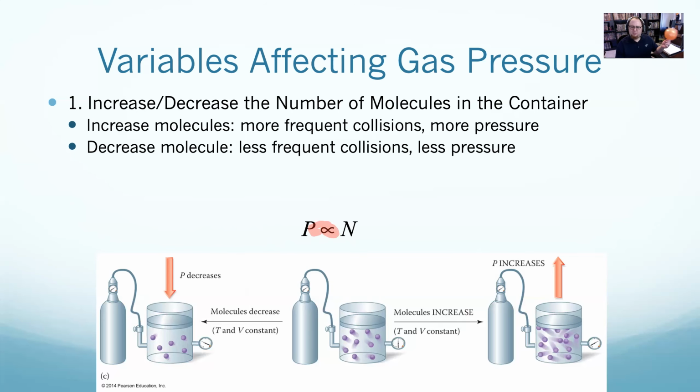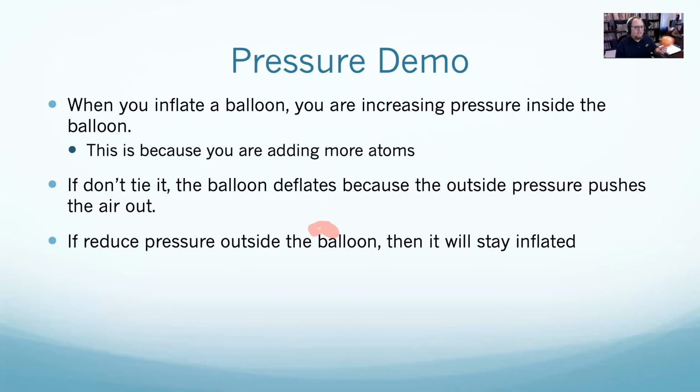Kind of an interesting thing with this. When I inflate this balloon, I'm increasing N. Because I'm increasing N, I'm increasing P. What I did is I made sure the pressure inside this balloon is not the same as the pressure outside of it. And if I let go of the balloon, it gets squeezed and the air goes flying out. That's because the pressure in the room squeezes the balloon shut.